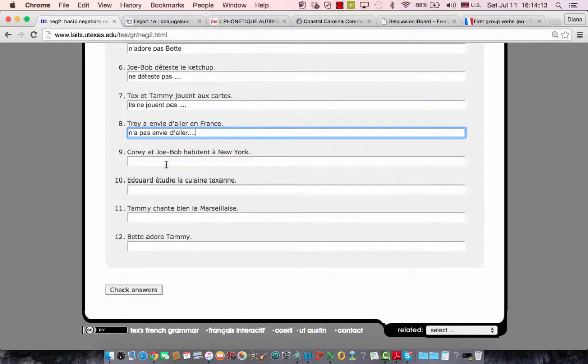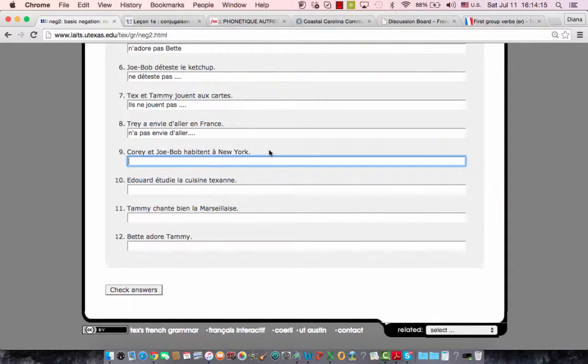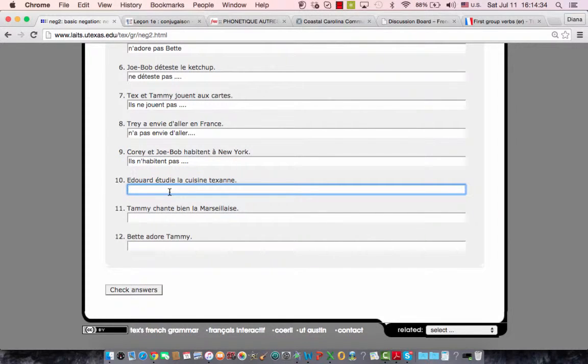Voilà. Corey et Joe Bob habitent à New York. On dit, ils n'habitent pas. Oups, pardon. Ils n'habitent pas à New York. They don't live in New York. Edward étudie la cuisine texane. Edward studies Texan cuisine, right?